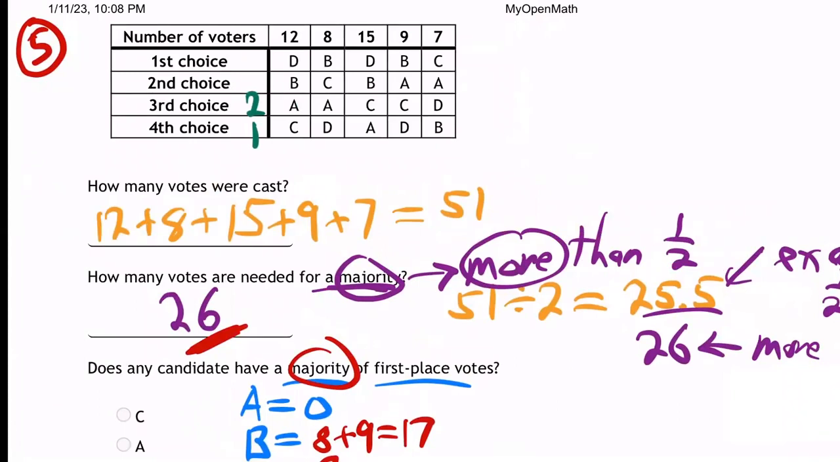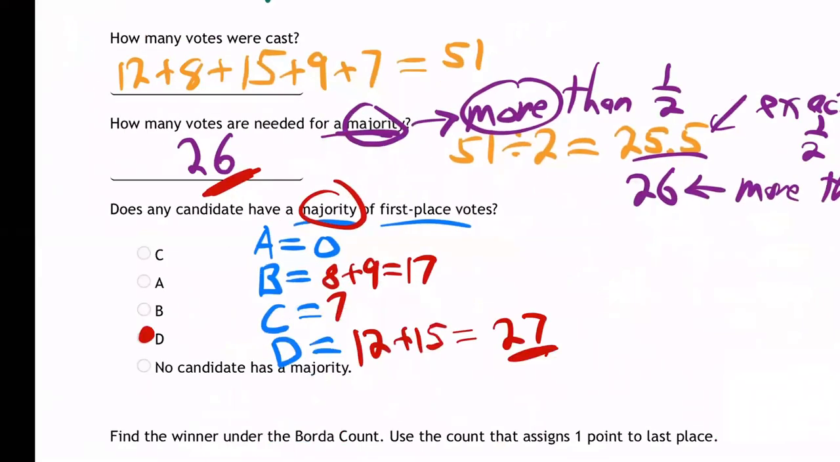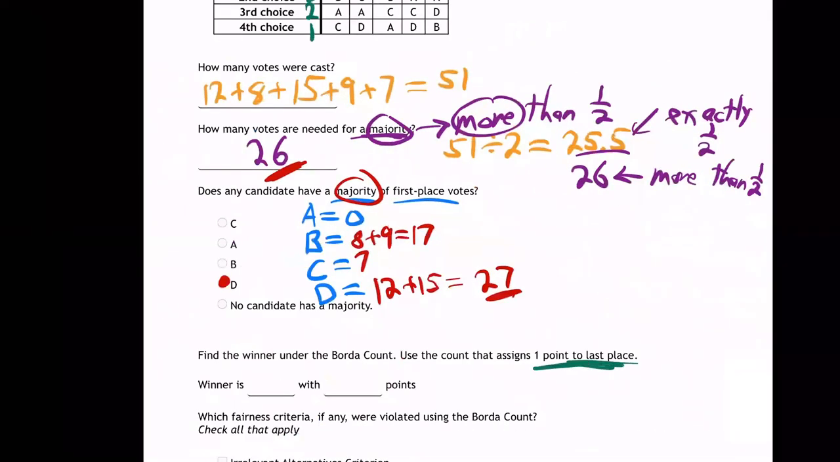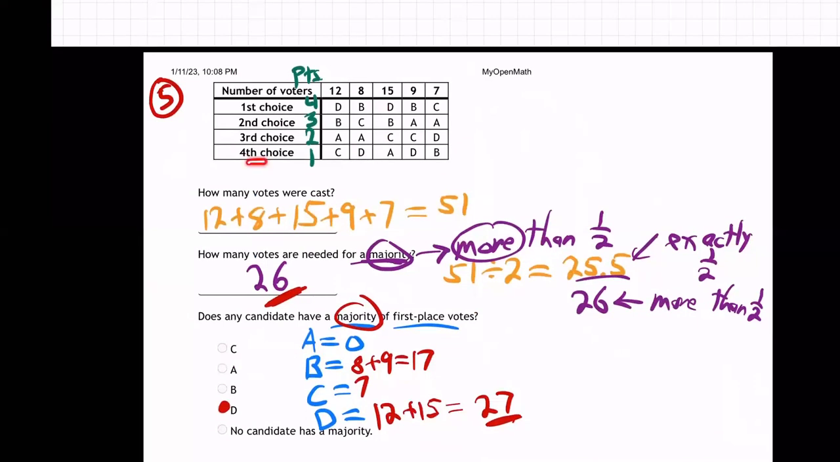Let's do the same thing here: 3 points and 4 points. These are the points. Does that make sense? It said 1 point for last place. So I put 1 point on the last place, and then it goes up by 1 every time. It might help you just to cross these out so you don't get confused with these. So now we're going to do the Borda count method.